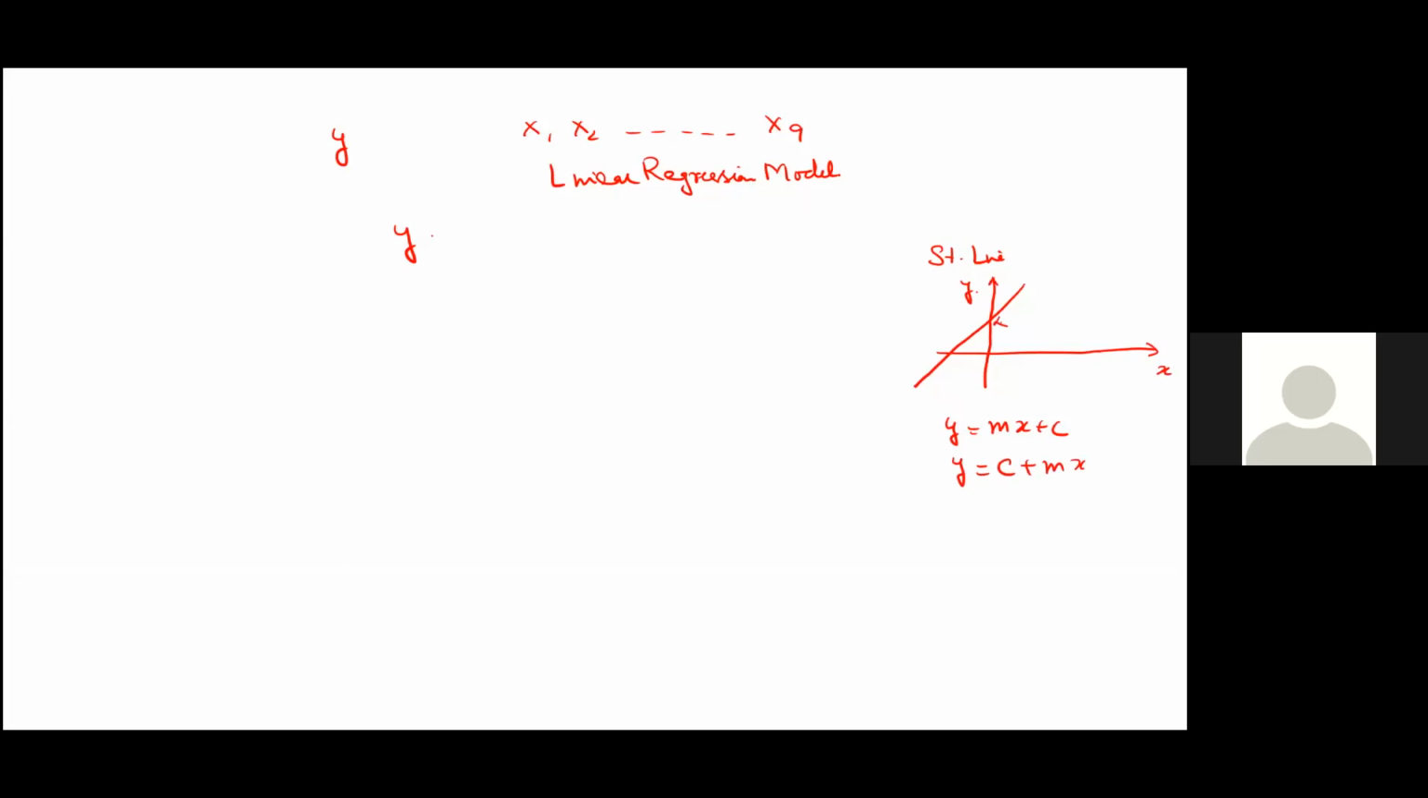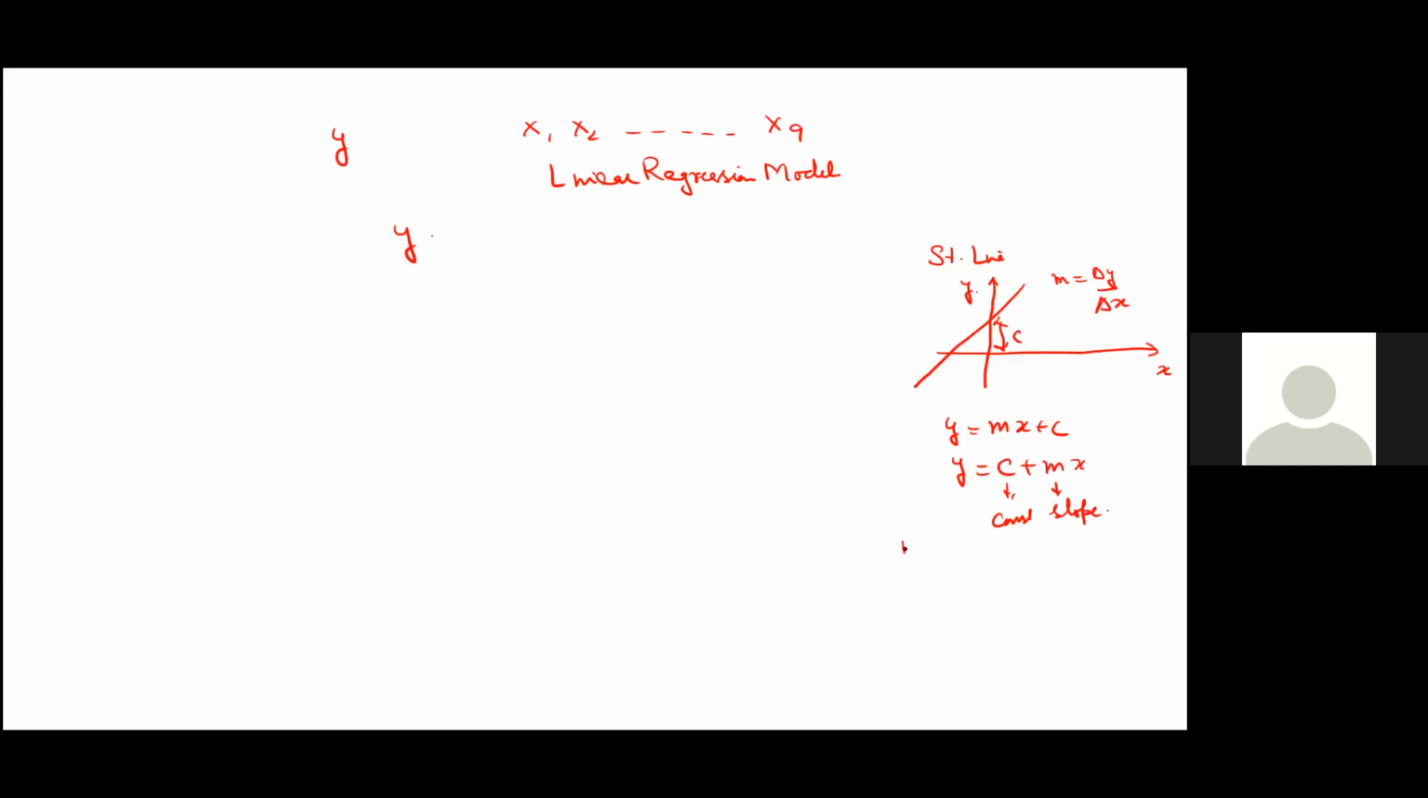Here c is the intercept, so c is a constant, and m is the slope. Slope means rate of change, so m is actually delta y over delta x, the change in y with respect to the change in x. So this is the typical equation of a straight line. The same concept is used when we consider linear regression.